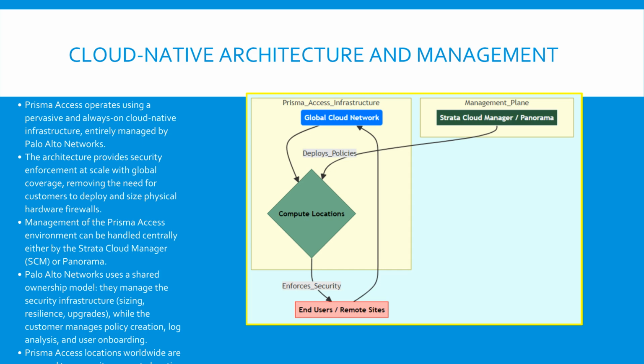Administrators primarily manage this environment through a central hub, either the Strata Cloud Manager, which provides a cohesive interface, or through Panorama. The relationship between the customer and vendor is defined by a shared ownership model. Palo Alto Networks takes responsibility for managing the underlying security infrastructure, including maintenance, upgrades, and ensuring resilience. The customer retains control over defining security policies, onboarding users and locations, analyzing logs, and running forensics. This clear division of labor allows customers to focus purely on security enforcement, rather than infrastructure maintenance.